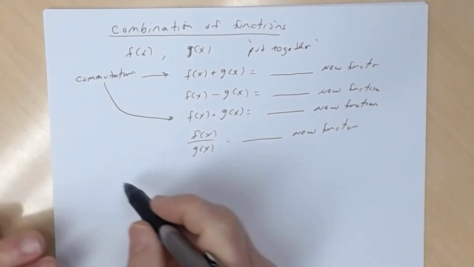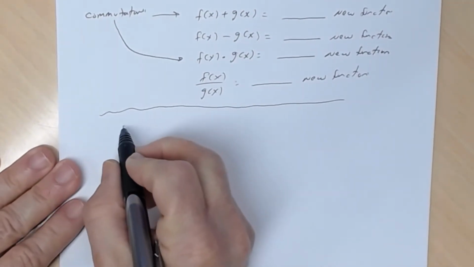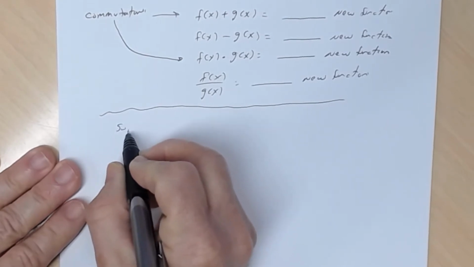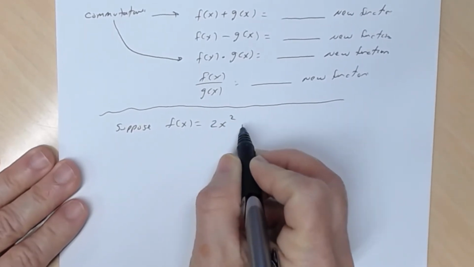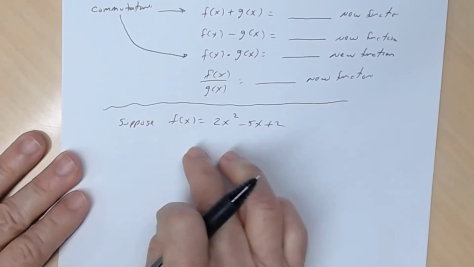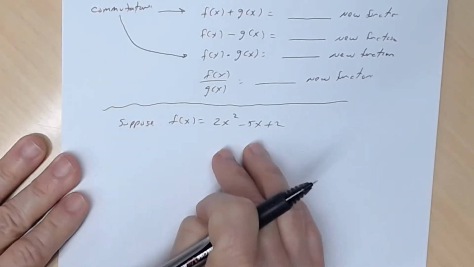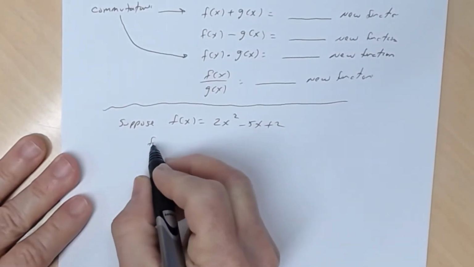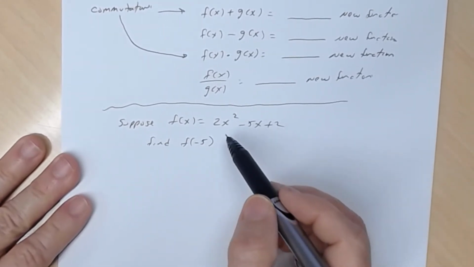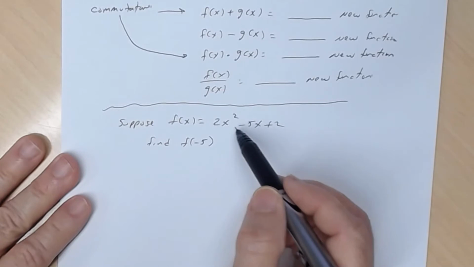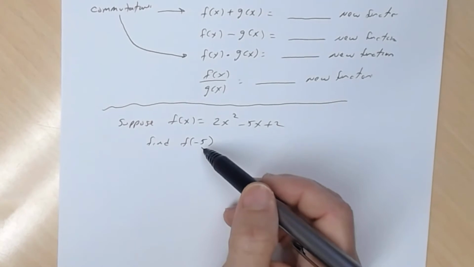But before we get started, let's remind ourselves about how to evaluate functions. So suppose that f of x is equal to 2x squared minus 5x plus 2. Again, it's important you know what kind of function this is. This is a quadratic function. And let's suppose I want to find f of negative 5. Again, remember what that means. That means wherever you see the variable x, you're going to substitute negative 5. So if x is negative 5, you want to find out what that y value is.